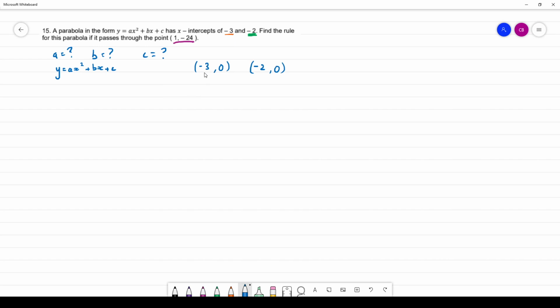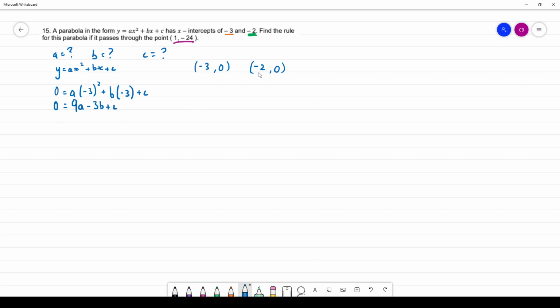So, if I sub in (-3, 0), let's see what happens. Y is 0, and I will get a open bracket -3 squared plus b(-3) plus c. I can expand this a little bit. -3 squared, that'll give me a 9. 9a. Be very careful, your 9s and a's look different. b times -3, that'll just give us -3b plus c. So I've used one of my coordinates, (-3, 0).